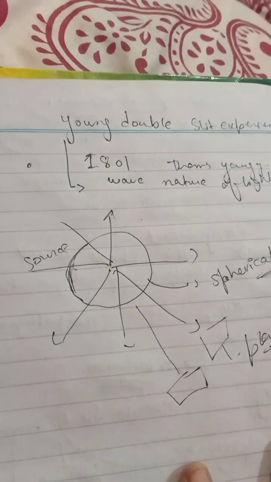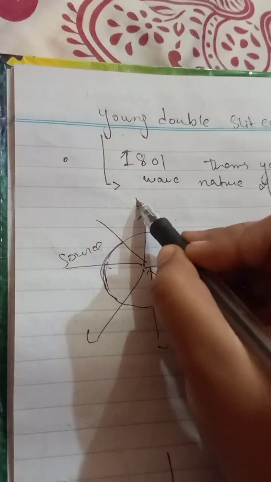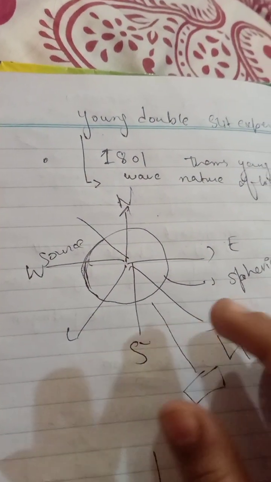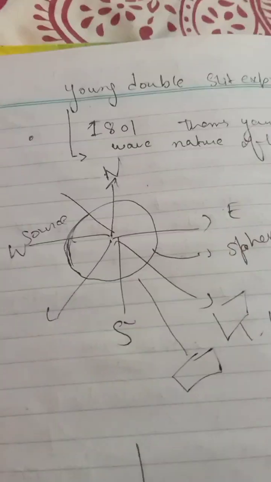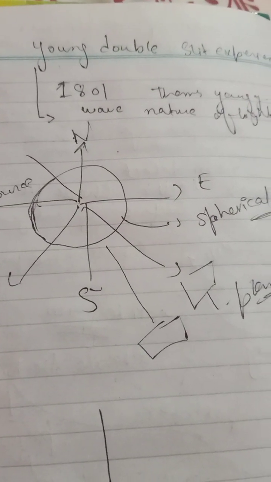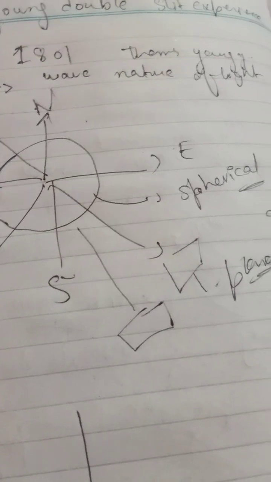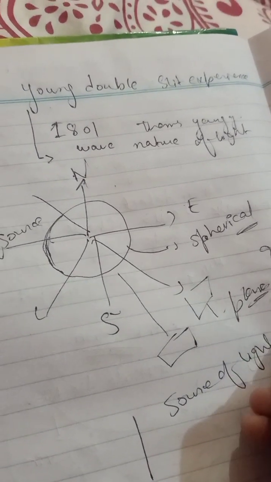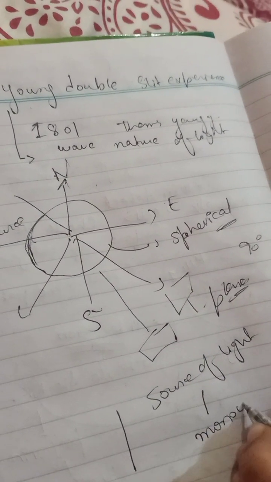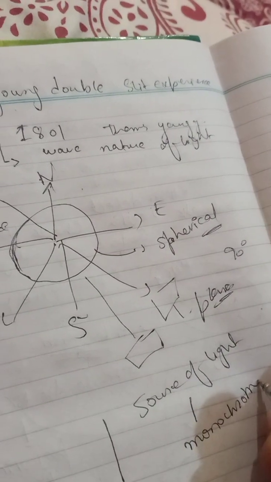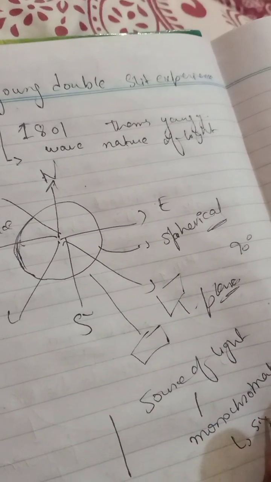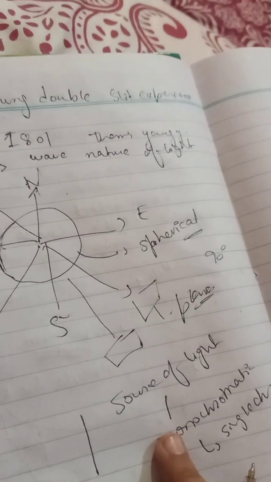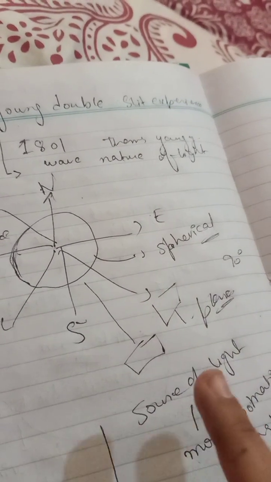If you talk about the division of the wavefront, the sources of light are in different directions, in the wave nature of light. If you talk about the source of light, we can have monochromatic or polychromatic light. What does monochromatic mean? It means a single color. The source will have the same color, wavelength, frequency and energy.